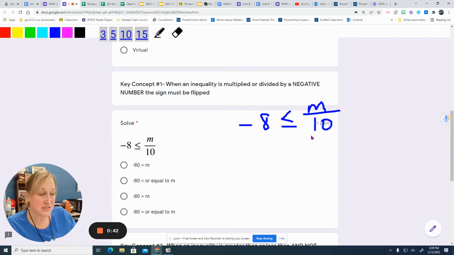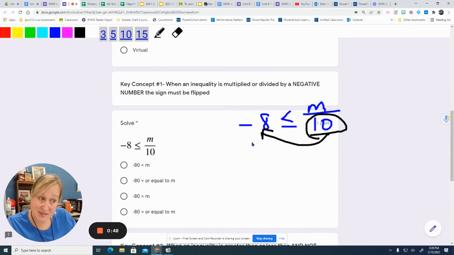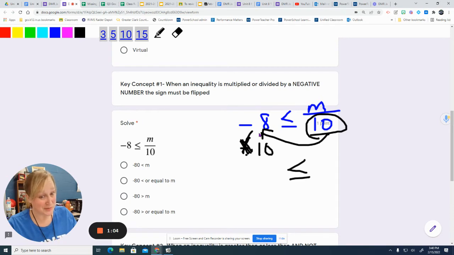We are going to move this 10 over across it. So in order to do that, I need to divide by 10. I'm dividing by a regular number, correct? So I don't have to change this sign. Oh, sorry, this is multiplication. To move a division, you do the opposite, which would be multiplying.